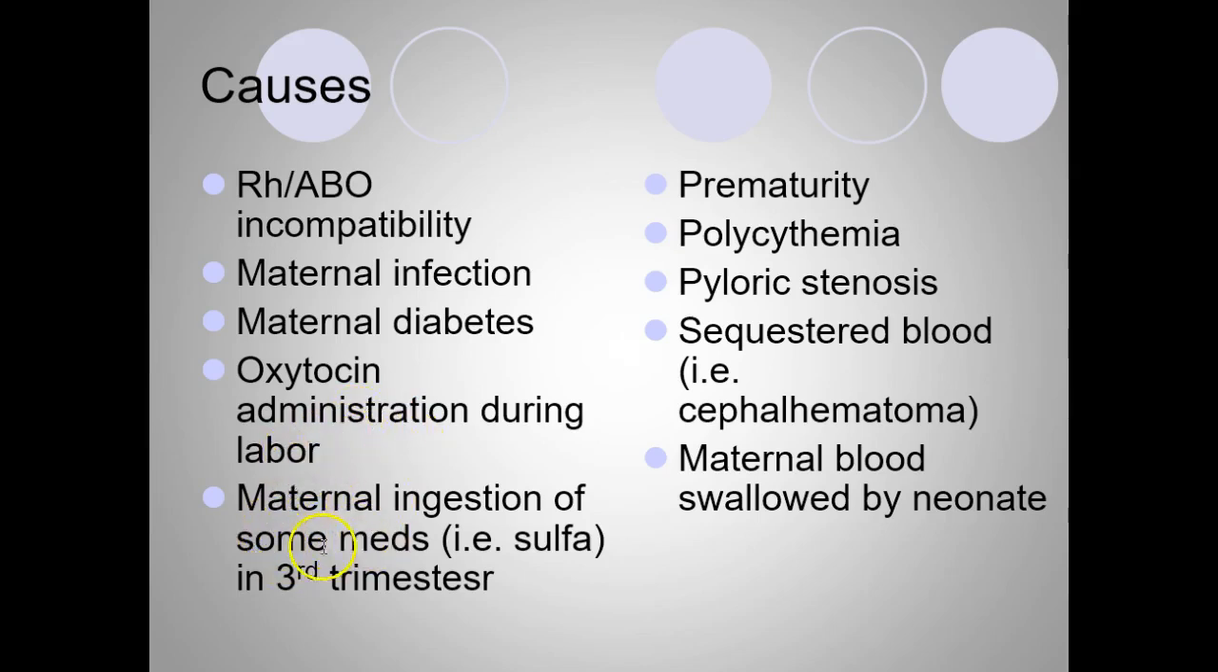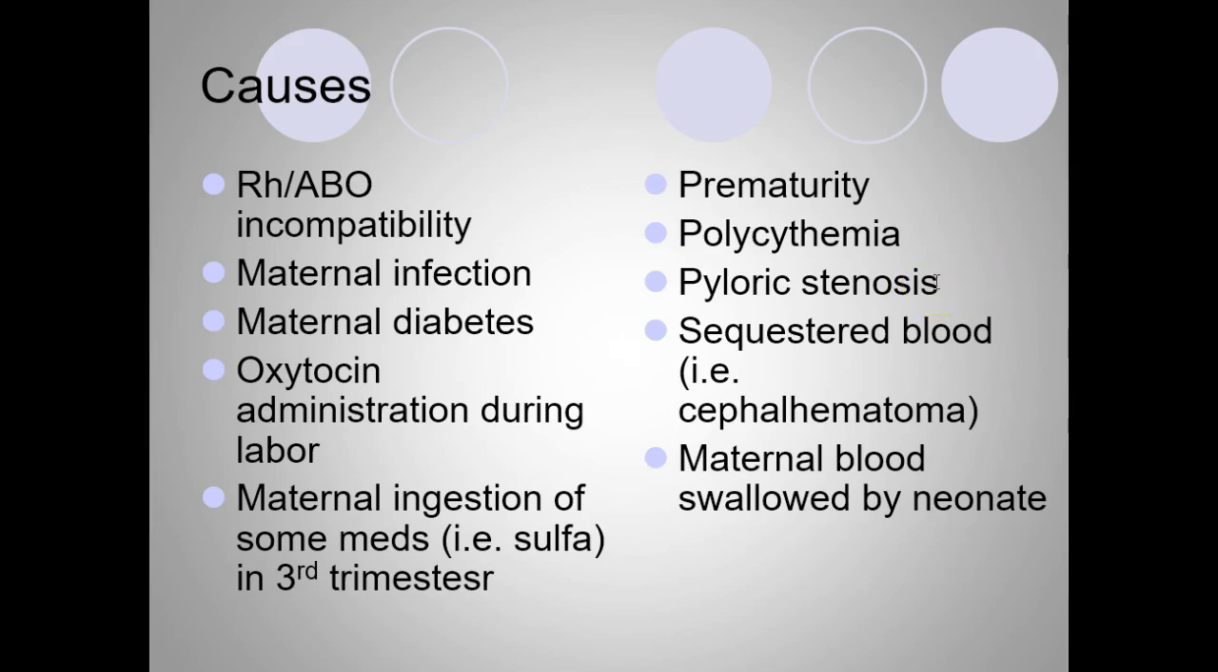Maternal ingestion of some meds, like sulfa meds in the third trimester, can cause fetal anemia. Prematurity, polycythemia, too many red blood cells circulating. Usually babies develop polycythemia when there is intrauterine placental insufficiency, because they're trying to pick up every little tiny bit of oxygen they can. So as a compensatory mechanism, they just make extra red blood cells. Well, after delivery, they get rid of those extra red blood cells and they lyse.